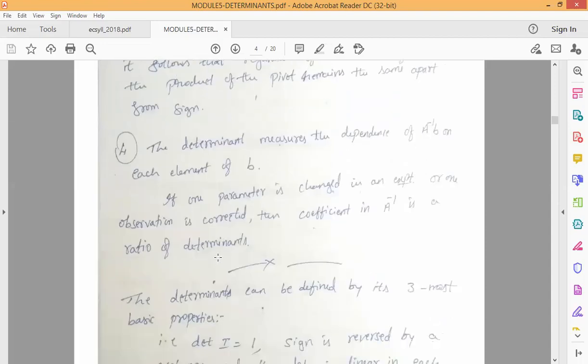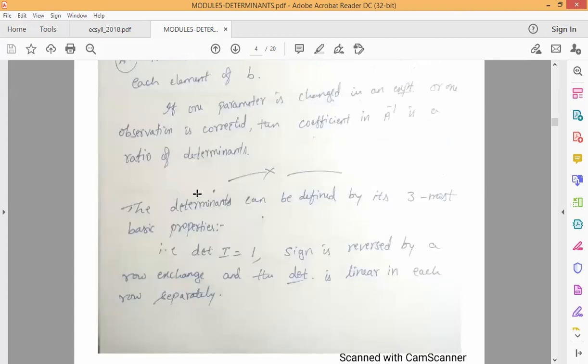And the fourth use, the determinant can be used to measure the dependence of A inverse B on each element of B. So if one parameter is changed in an experiment and an observation is corrected, then the coefficient in A inverse can be taken as the ratio of the determinant. This use we can also observe while solving the problem.